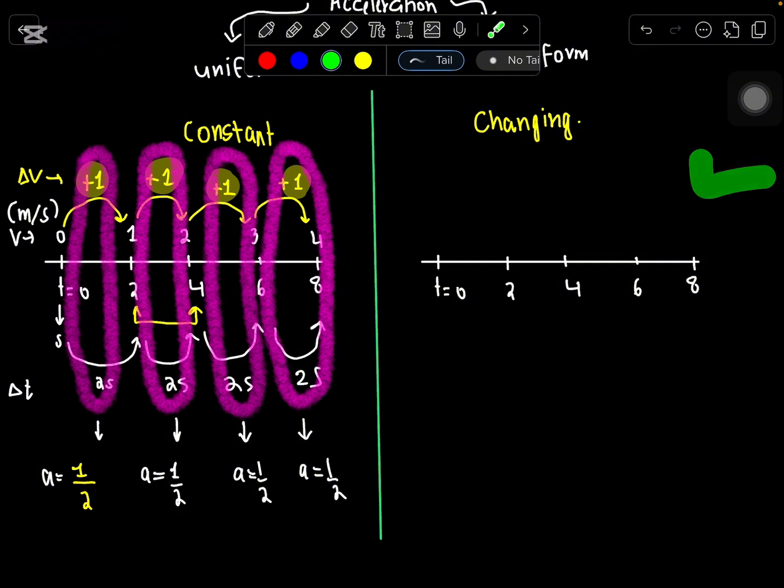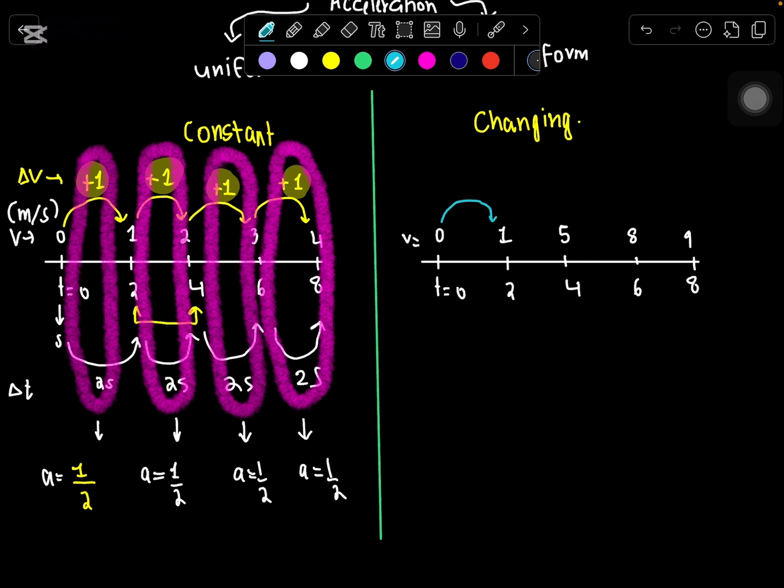However, let's see the journey of car B. Let's say that car B had a velocity of 0 at time 0, and then it had a velocity of 1, and then 5, then 8, and then 9. Now, you see, in the first 2 seconds, the car increased its velocity by 1. In the next 2 seconds, the velocity increased by 4. In the next 2 seconds, the velocity increased by 3. And in the next 2 seconds, the velocity increased by 1. So the change in velocity, which is in blue now, is different.